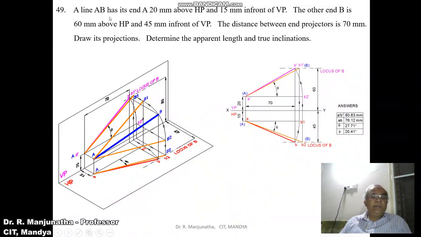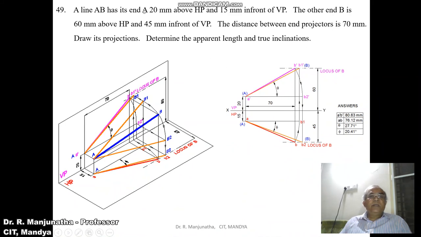A line AB has its end A 20 mm above HP and 15 mm in front of VP. The other end B is 60 mm above HP and 45 mm in front of VP. The distance between the end projectors is 70 mm. Draw its projections and determine the apparent length and true inclinations.